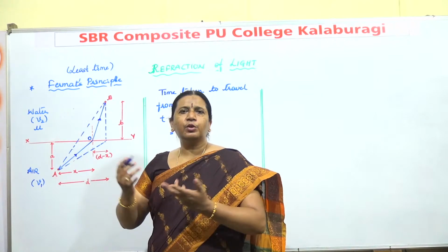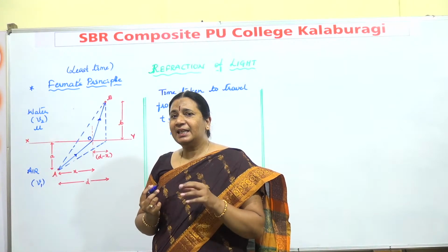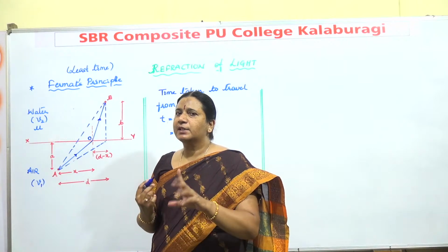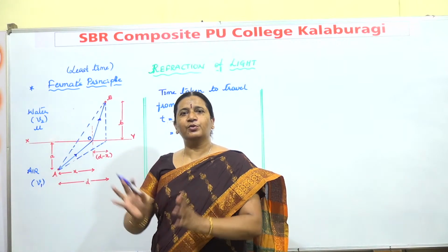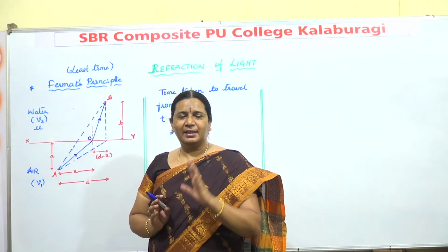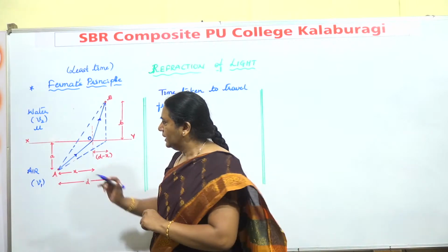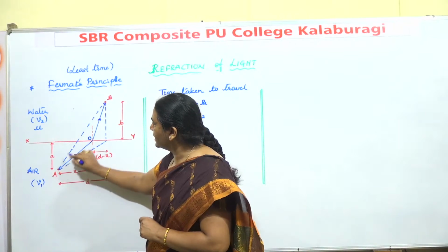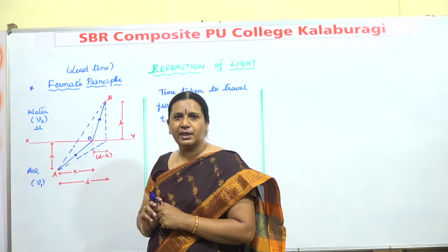Then there are a number of ways to go, and when I say least time it has to take, the first thing that comes to your mind is let it go in the shortest path, so that the time also will be shortest. That won't happen because the speed of light changes. See, I have drawn one shortest path A to B. So the question is, why did it not choose that path?